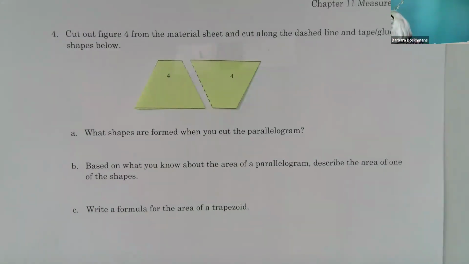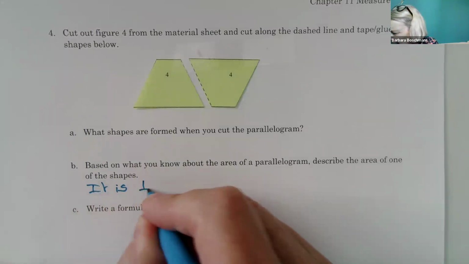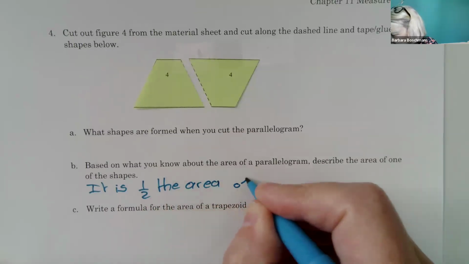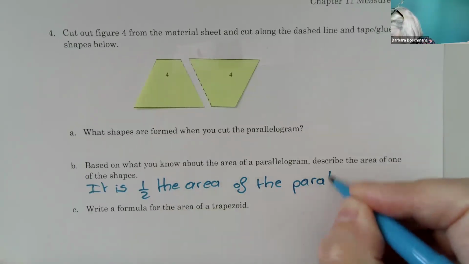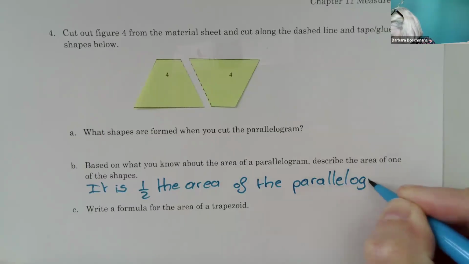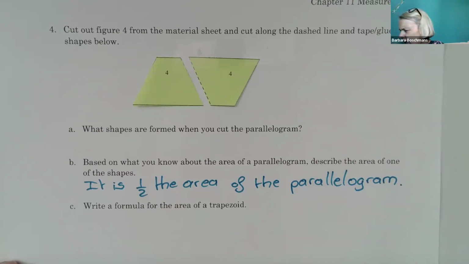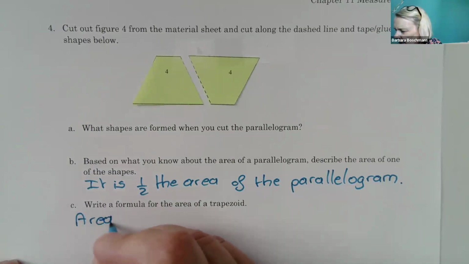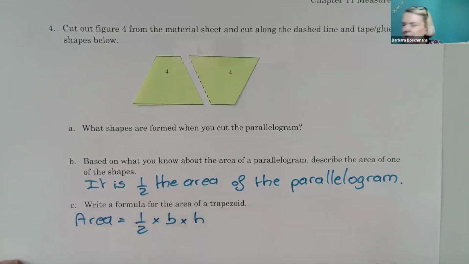Based on what you know about the area of the parallelogram, describe the area of one of the shapes. It is half the area of the parallelogram. I want the area of just one trapezoid. So the formula then, well, let's think about this. The area would be 1/2 times the base times the height.